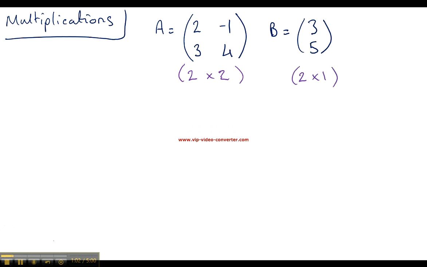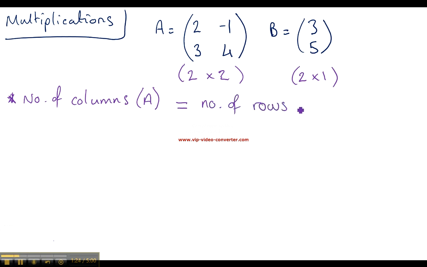Now the only way for multiplication to take place is the number of columns in A must equal the number of rows in B. So what we're saying in here is, if these two are to be multiplied together, this number must equal this number here for multiplication to occur.